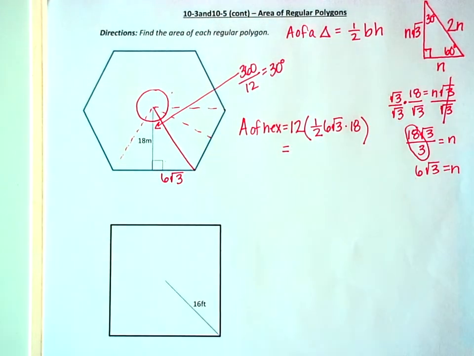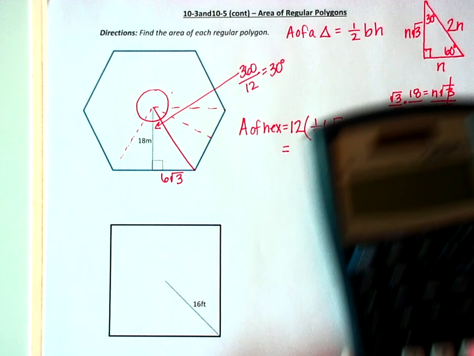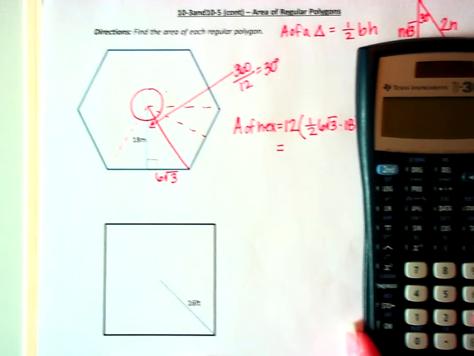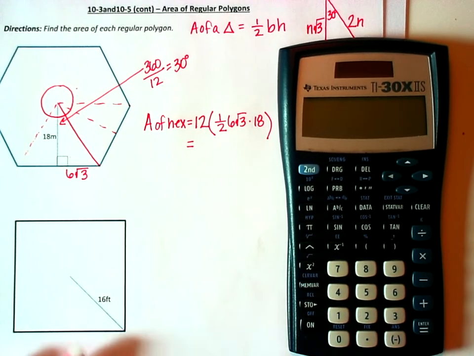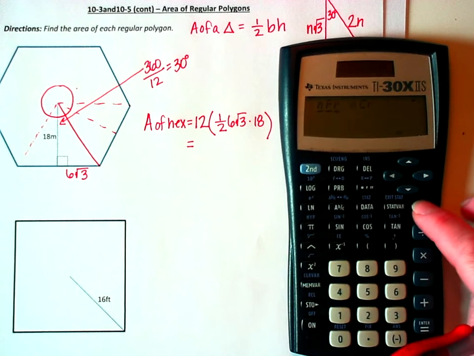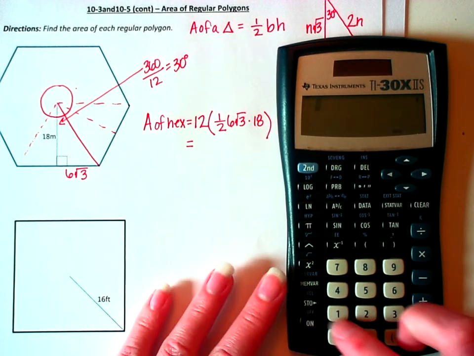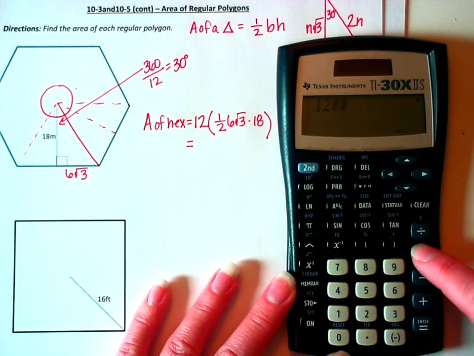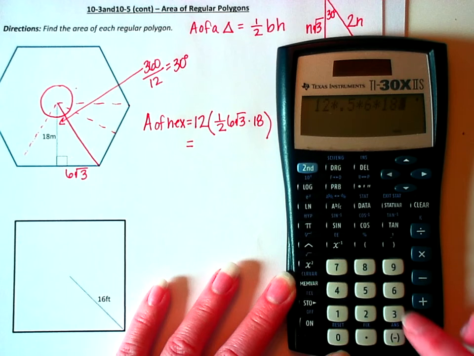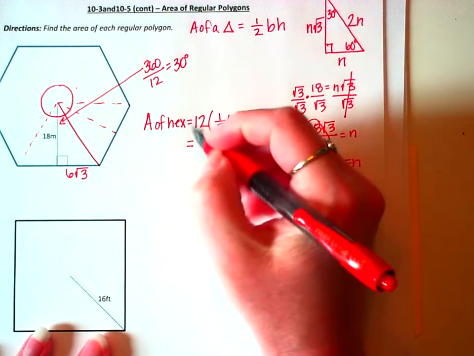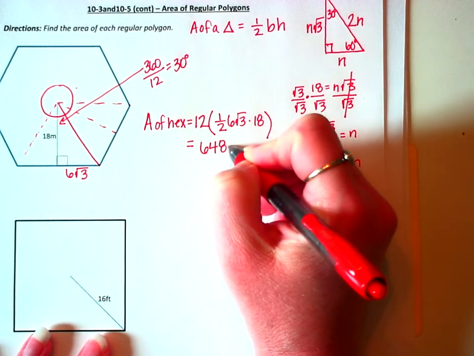Okay, so to put that in the calculator, I'm going to put everything in the calculator except for the square root, okay? So I'm going to go, let's see, 12 times 0.5 times 6 times 18. And I get 648. So this is going to be 648 square root 3.